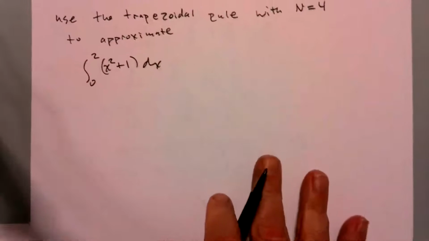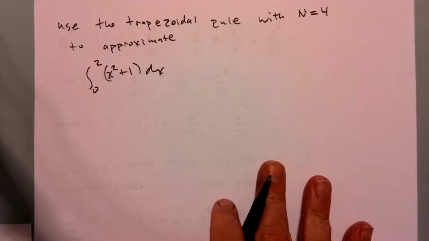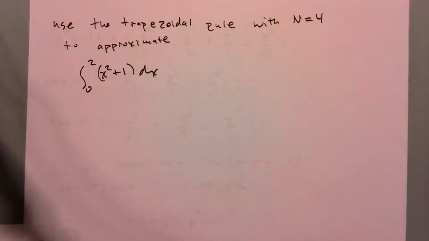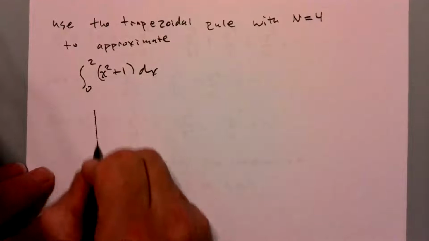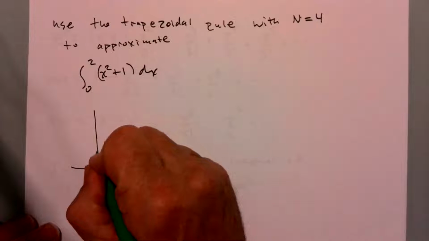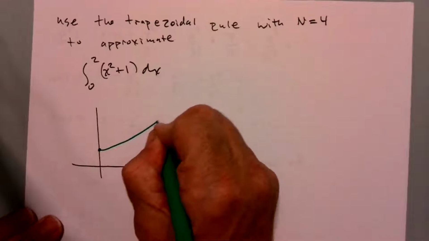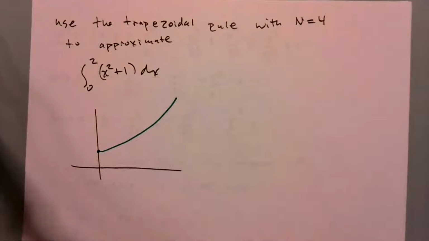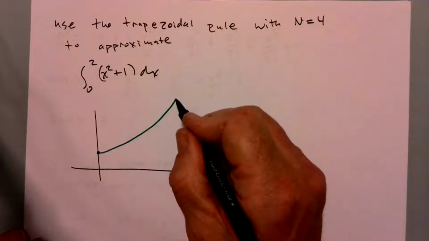Now, here's the thing. We could do this precisely. Using the fundamental theorem of calculus, we can find an exact answer. So this will give us a way to see just how good our approximation is. We want to make sure that we're connecting this to the geometry. So what does this look like? Area under the curve. X squared plus 1 is a parabola. So it's starting at 1, and it's going up to 5. So I've got 0, and I've got 2.